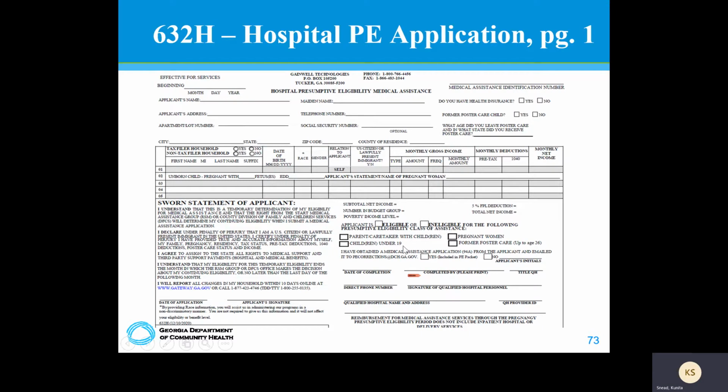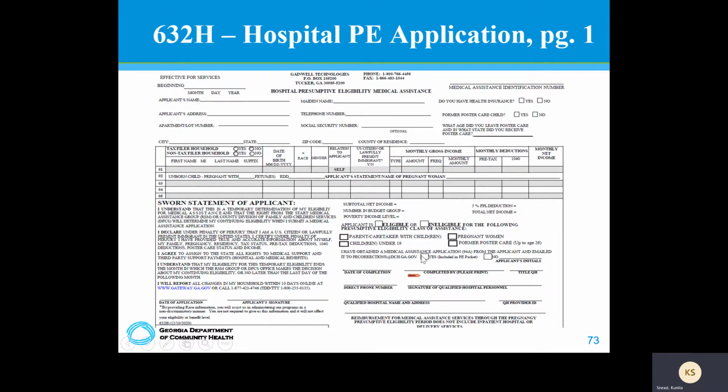Then if they are eligible, what aid category are they eligible for? Were they eligible for parent caretaker? Were they eligible for children under 19? Were they eligible for pregnant women, or were they eligible for former foster care? And remember, for former foster care, you do not even have to worry about this tax filer, non-tax filer household information. You're just going to put that particular individual on line 1, and remember, put their information up here. You're going to leave the income, pre-tax deduction, all of that blank. The only thing you need to do right here is put the number in the budget group, but everything else can be left blank because we don't look at any income for them.